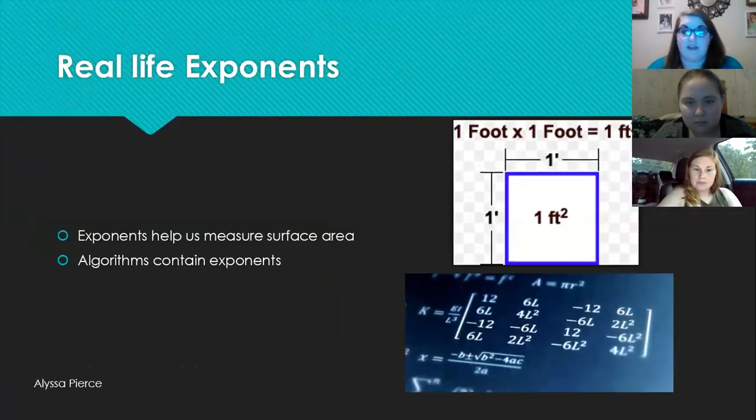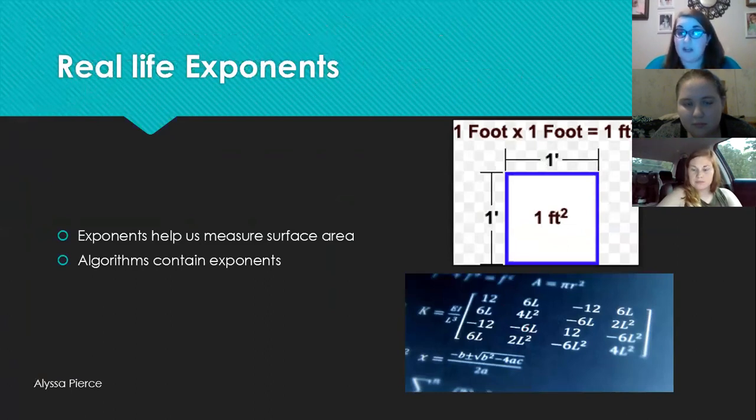Now the neat thing about exponents is we encounter them in everyday life without really even noticing, because exponents can help us measure surface area. So right here I have an example of 1 foot times 1 foot equals 1 foot squared. So that just shows you can, whenever you're measuring area in a room, you're always going to have that exponent there. And also algorithms contain exponents, and algorithms are what make up our computer programs.